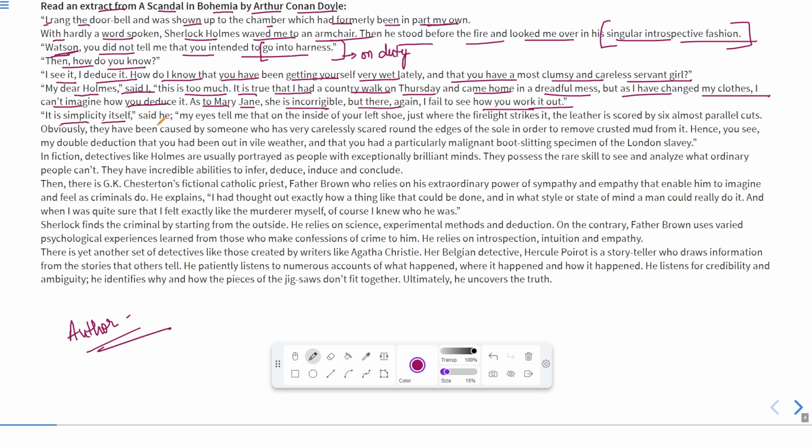"It is simplicity itself," said he. "My eyes tell me that on the inside of your left shoe, just where the firelight strikes it." Firelight means the splash of the light.